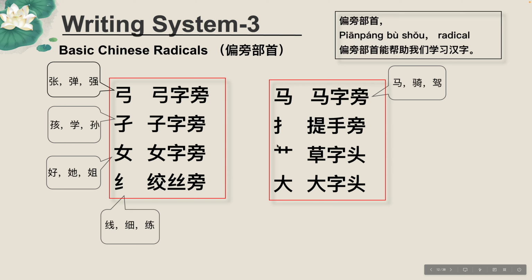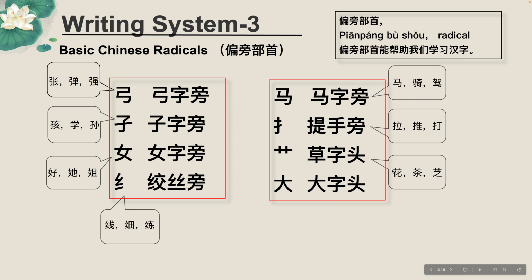The second one is 提手旁, which is related to hand gestures. For example, 拉 means to pull, 推 means to push, 打 to hit. The third one is 草字头. 草 means grass. So the characters with the 草字头 are associated with plants. So there's 花 means flowers, 茶 means tea, 枝 means sesame.